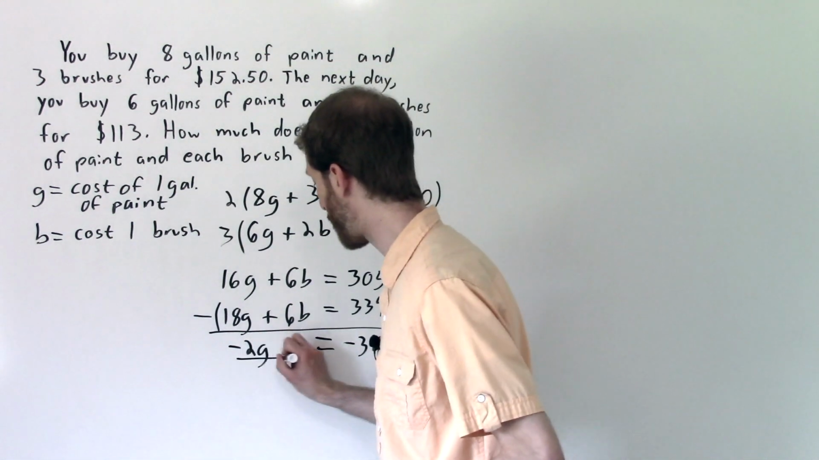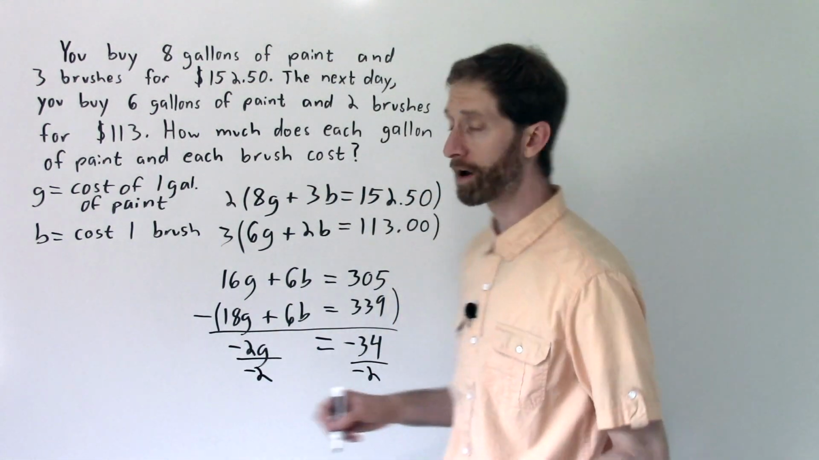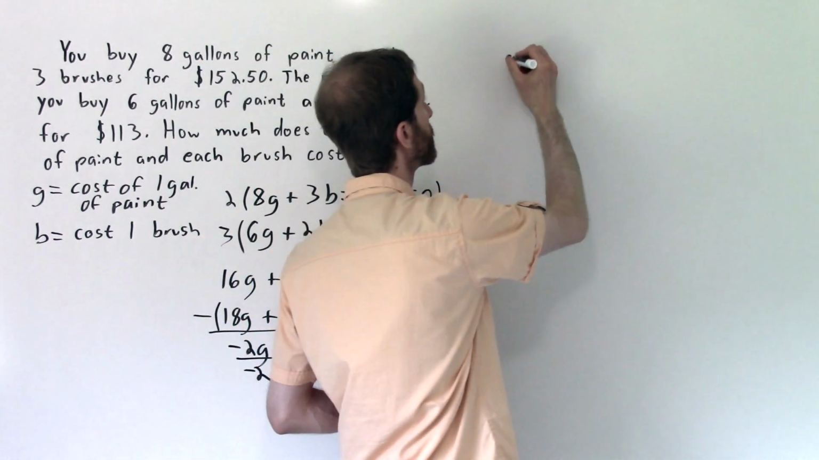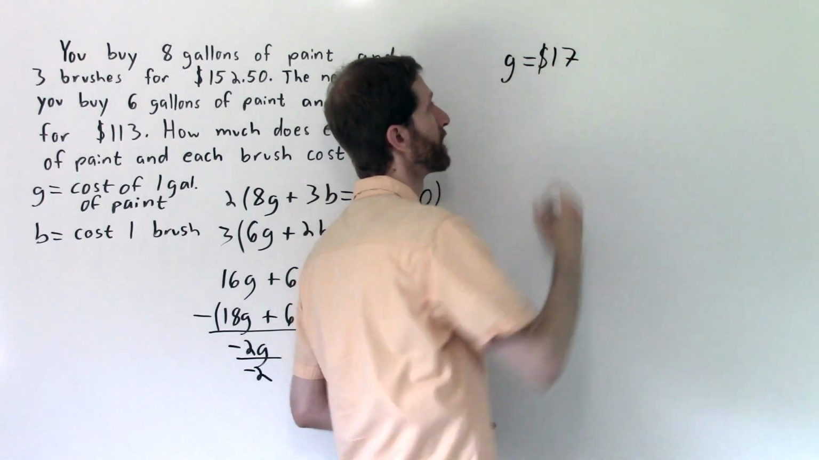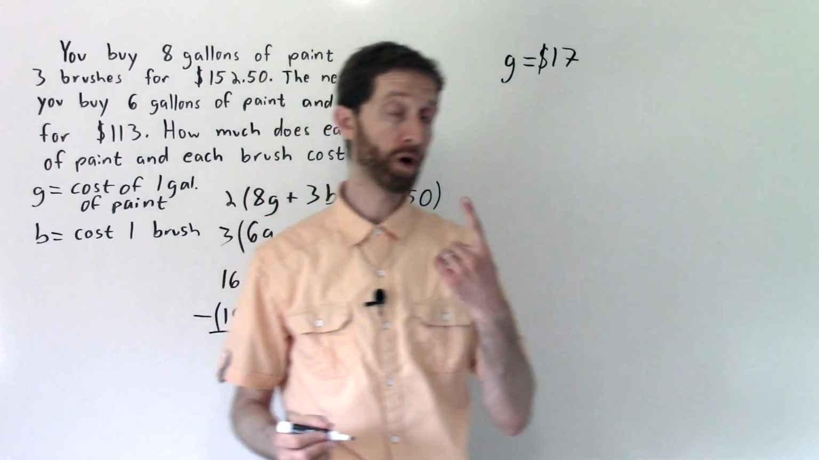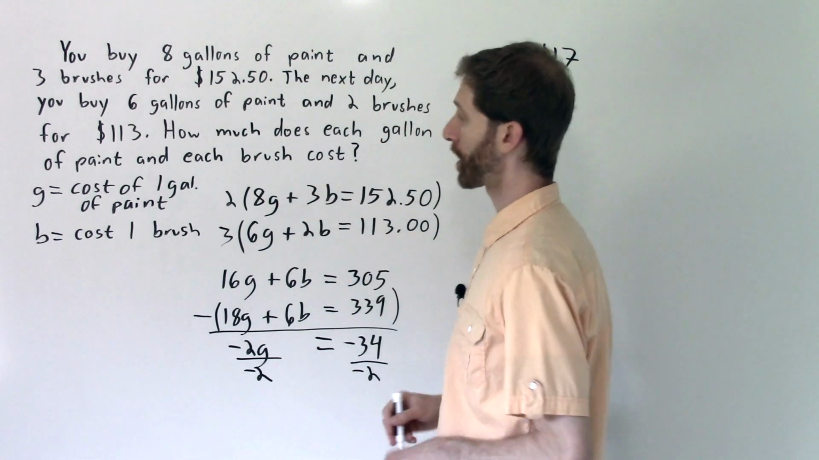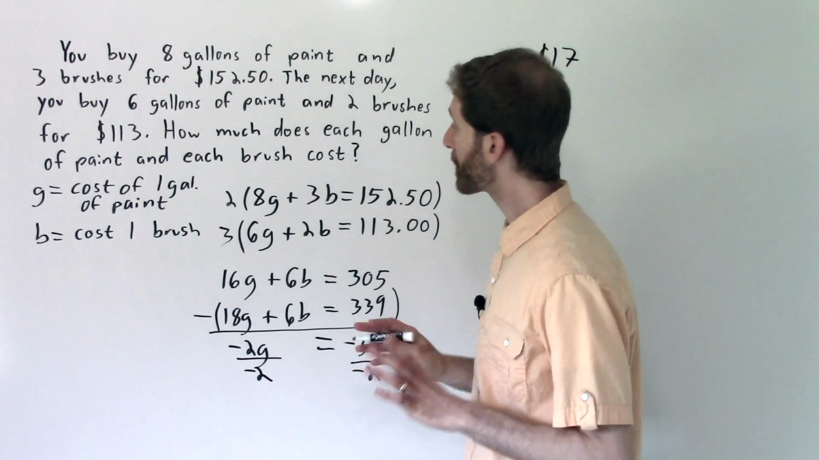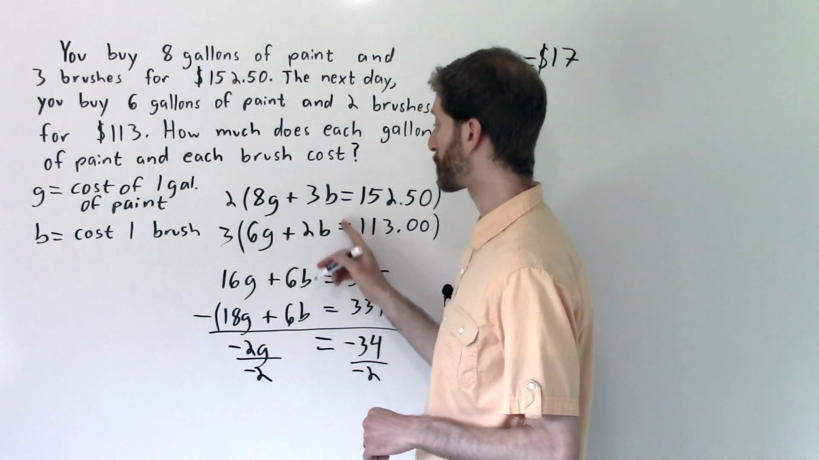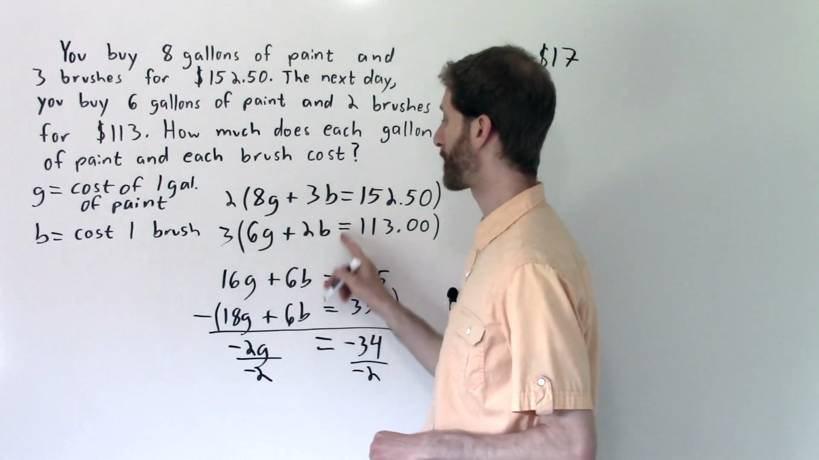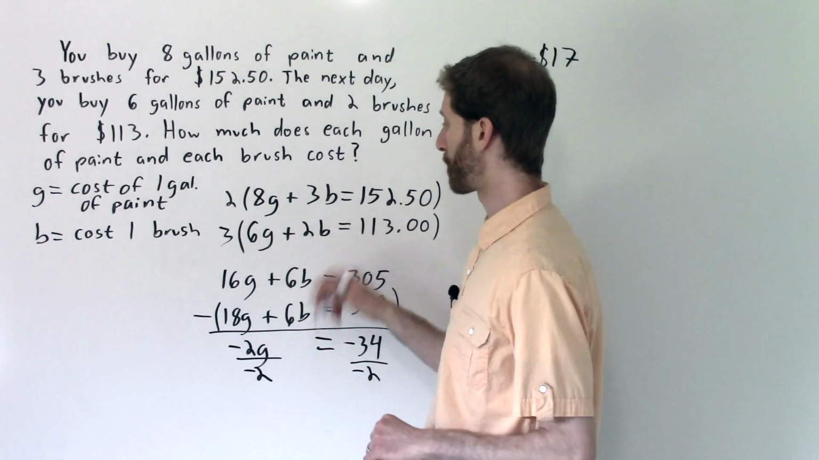I'm going to divide both sides by negative 2. And I'm going to go over to this side right here. So that will give us g is equal to 17, and it's $17. So the cost for 1 can of paint, 1 gallon can that is $17. Now we were also asked for the cost of 1 brush. So now I'm going to take that 17 right up there and plug it into the equation with the smaller b value. That would be the second equation here, and solve for b.